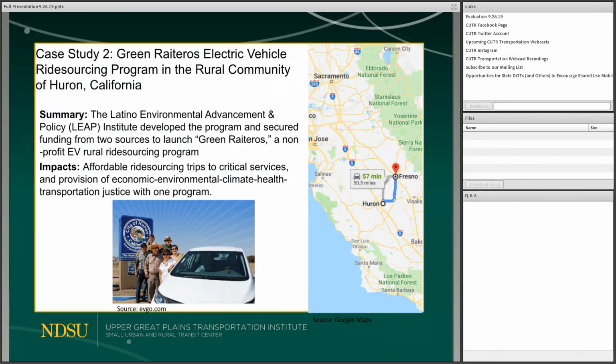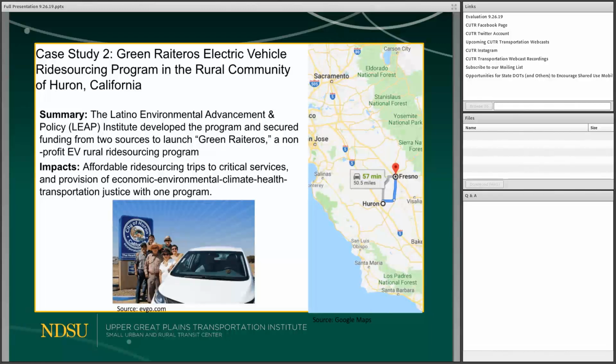The next case study is the Green Ride-A-Rose electric vehicle ride sourcing program, in the rural community of Huron, California. Huron is a rural community in Central California with a predominantly Latino population of over 7,000. It is one of California's poorest communities, and a quarter of its residents don't own a car.